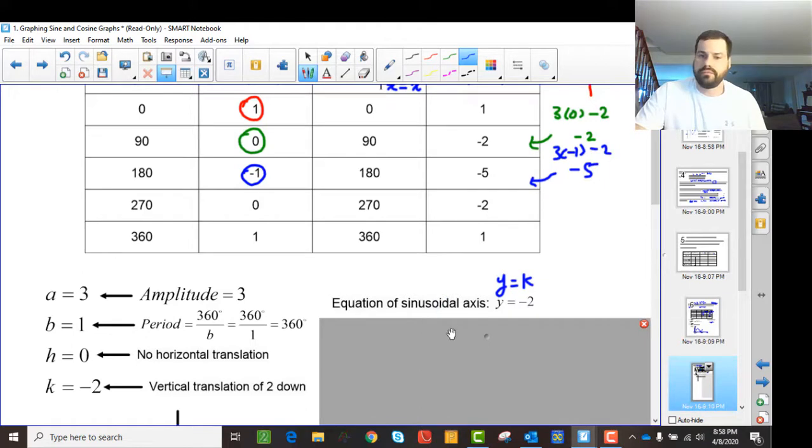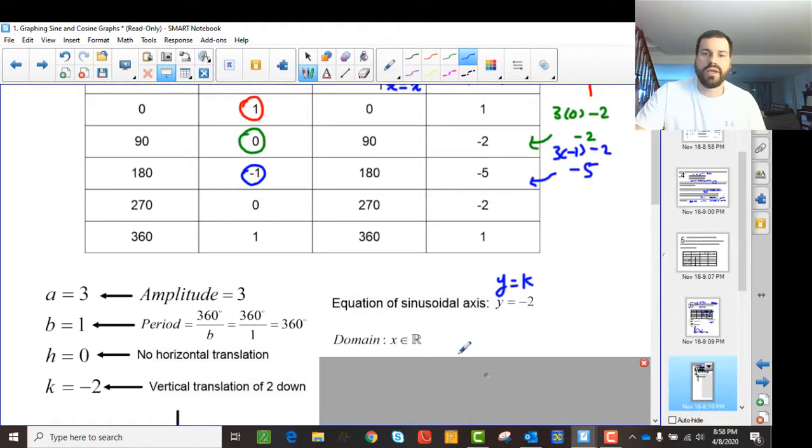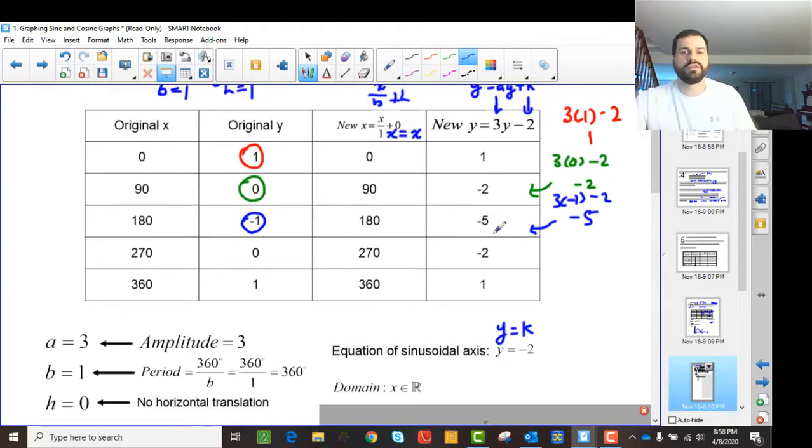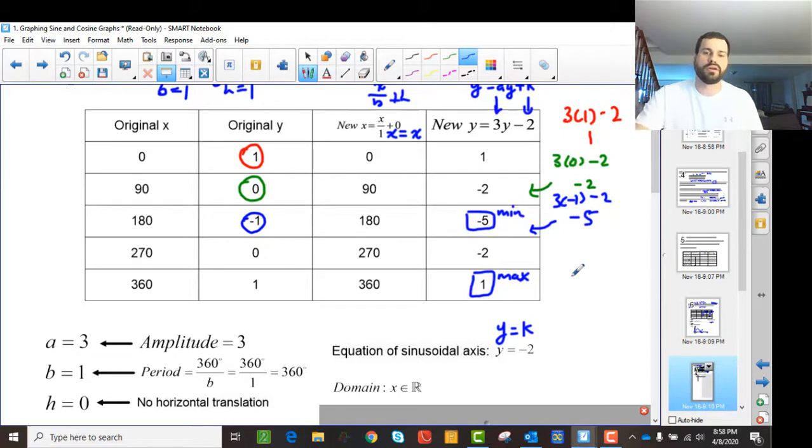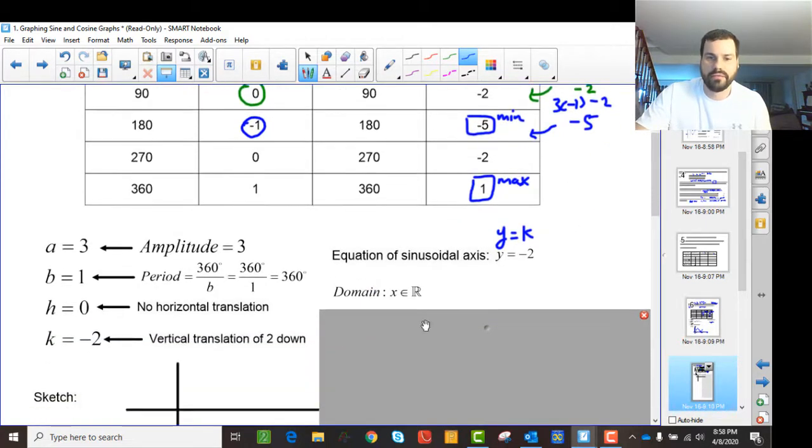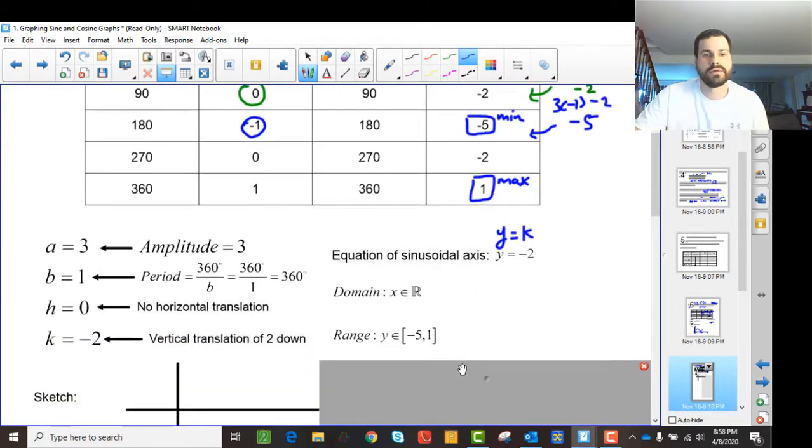And then the domain, always x belongs to real numbers. The range, again, we go back up to our function and we say, what is the biggest number I see? And the biggest number I see is 1. So that's my maximum value. And the minimum value I see is minus 5. So my range is going to go from minus 5 to 1. Okay, so it looks like this.